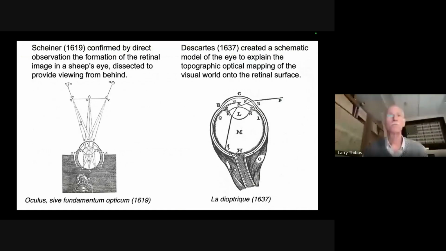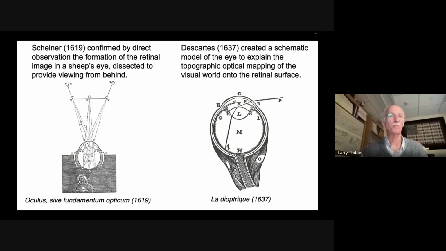Now, contemporary with Kepler, we have Christoph Scheiner, who in the year 1619 confirmed Kepler's assertion by direct observation of the formation of the retinal image. And he did it very simply using a sheep's eye. He went to the abattoir, got a sheep's eye, and dissected it from the backside to provide a viewing window onto the retina, viewing from behind. And there you can see the image of the world, inverted just as Kepler had predicted.